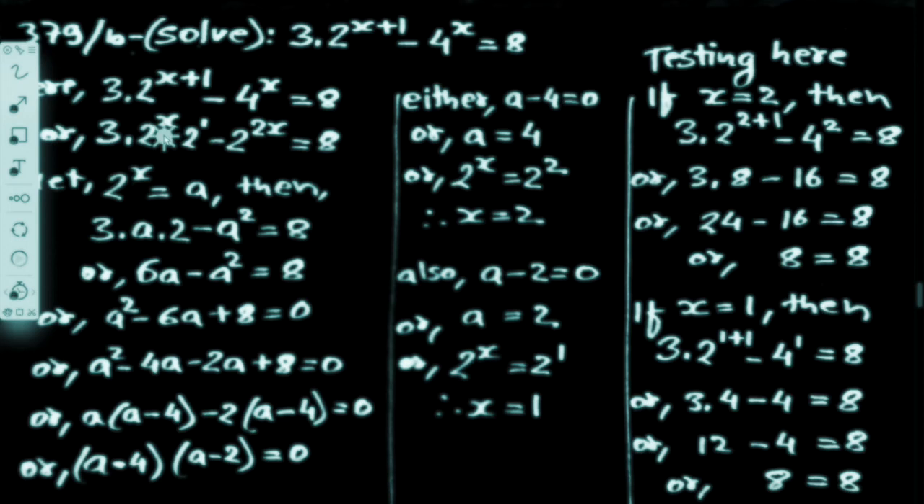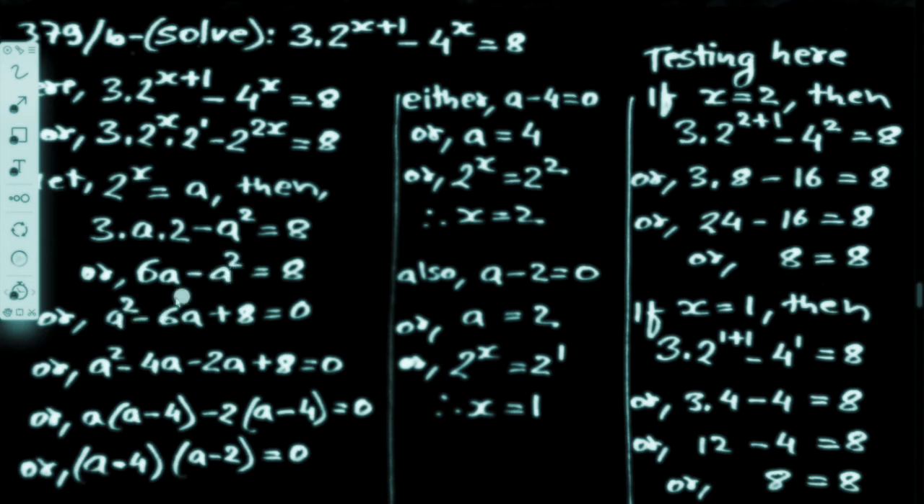This 2x is replaced as a. Minus 2x means a square. 2x means a square equal 8. Or 3 into 2, 6a minus a square equal 8. Or a square, now side change.